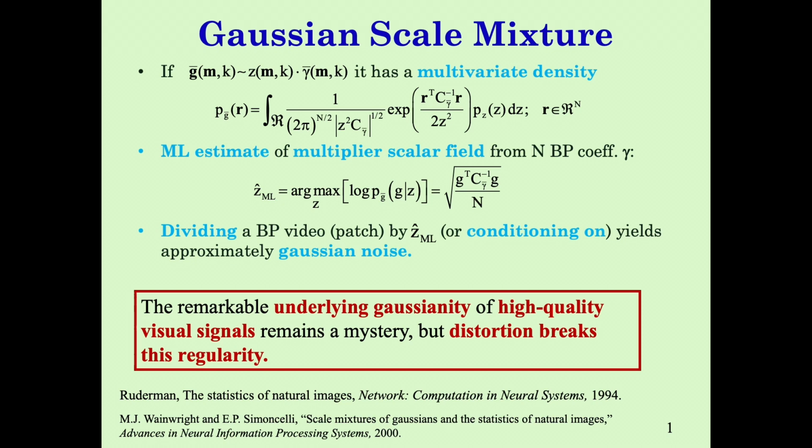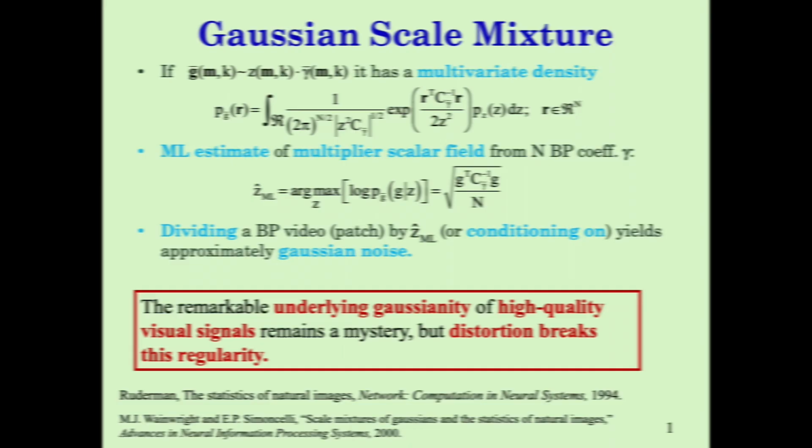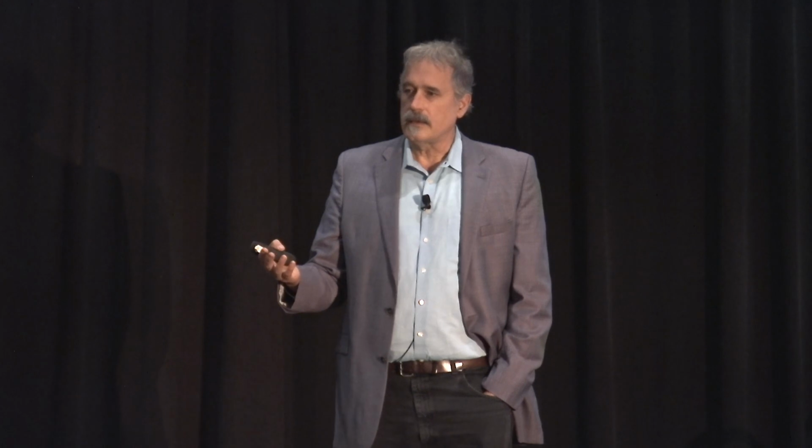Under the Gaussian scale mixture model, we can actually find the density function. And we can estimate, using maximum likelihood, the variance field. This guy right here. We can actually estimate it, meaning we can then divide it out or condition upon it. If we do that, all that remains is this Gaussian noise. So every picture or video obeys this property if it's of high quality.